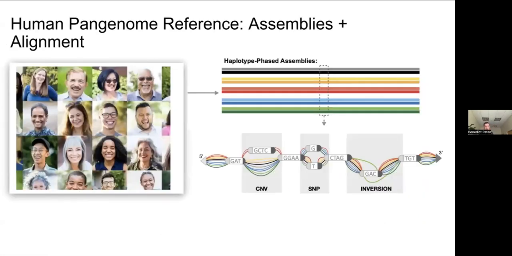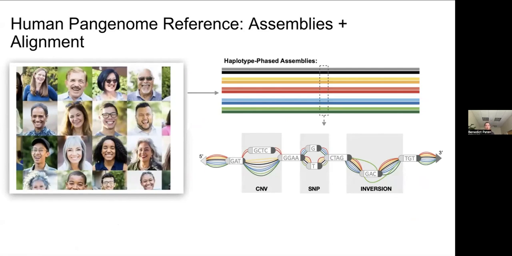Okay, so switching gears from talking about the assemblies and what they can tell us to what we are going to do with the pangenome and how it's going to impact our lives. I'll run through this relatively quickly. At a cartoon level, the project that we have is to take individuals and construct these haplotype-phased assemblies, right?